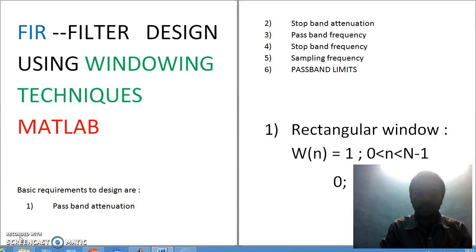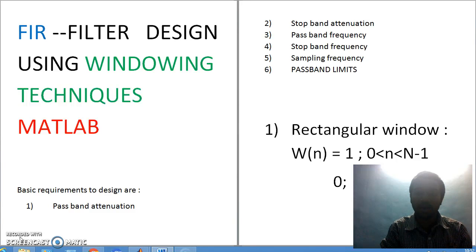So for any filter design we need general parameters like passband attenuation, stopband attenuation, passband frequency, stopband frequency, and sampling frequency. If it is band pass or band reject, we go with passband limits. Now the next thing is, as I mentioned, it is a windowing technique. We have five different windows to design an FIR filter.